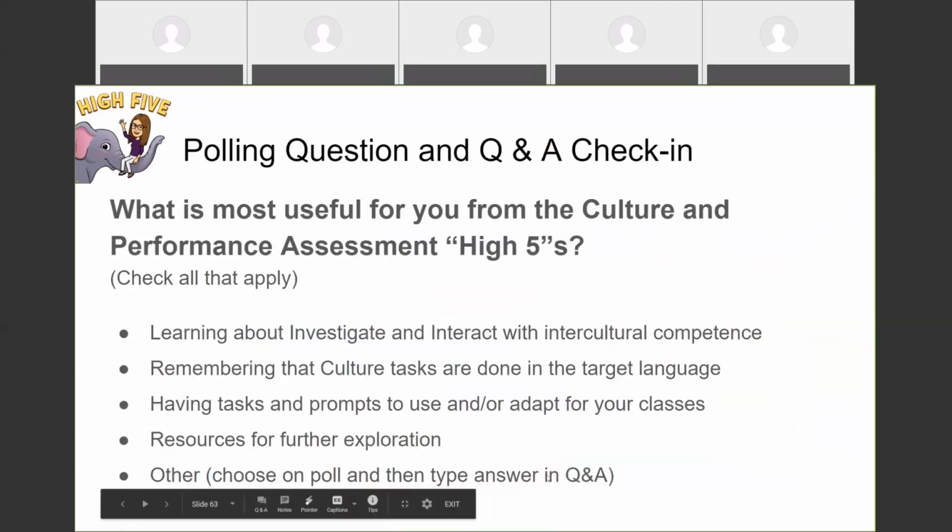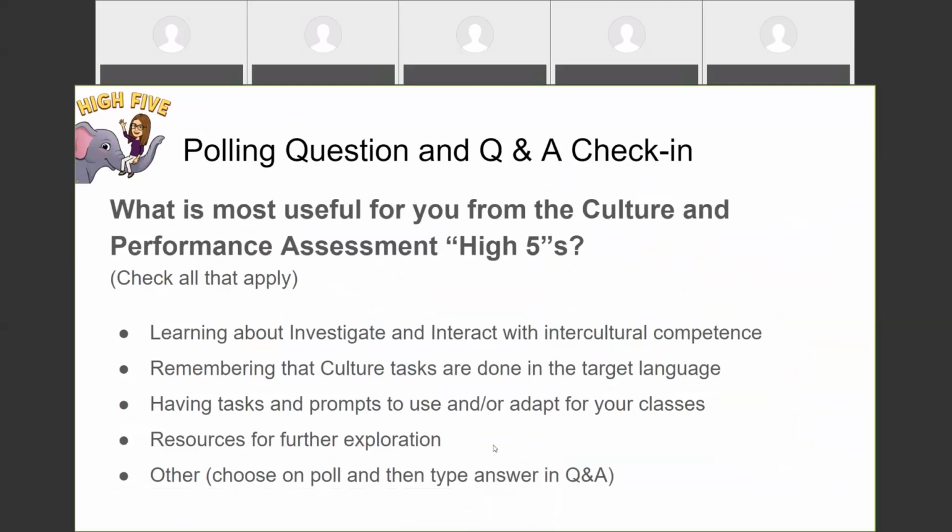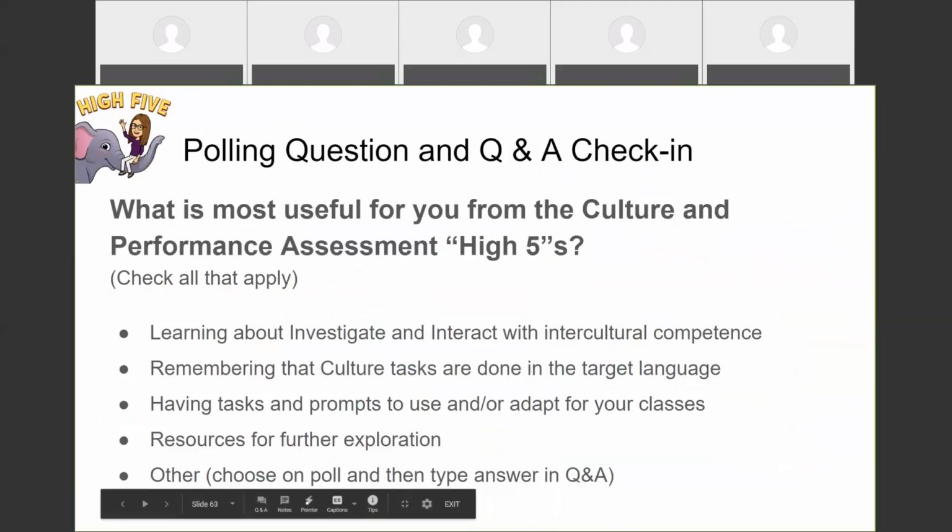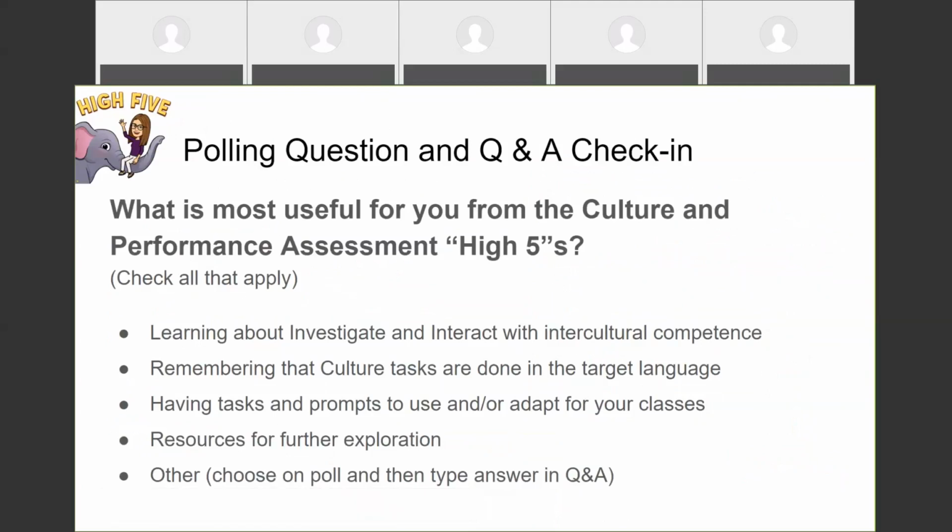Great, thank you. All right, so as usual, we have a polling question to ask. What was most useful for you from the Culture and Performance Assessment High Five that you just heard about? Is it learning about investigate and interact with intercultural competence? Is it remembering that culture tests are done in the target language? Is it that having tasks and prompts to use and or adapt for your classes is going to be helpful for you? Or is it that you have some resources for further exploration? So I'll go ahead and run that question. And once again, you can put your answers in on your control panel.